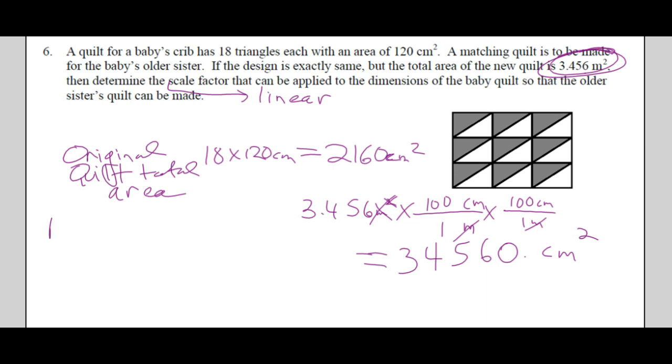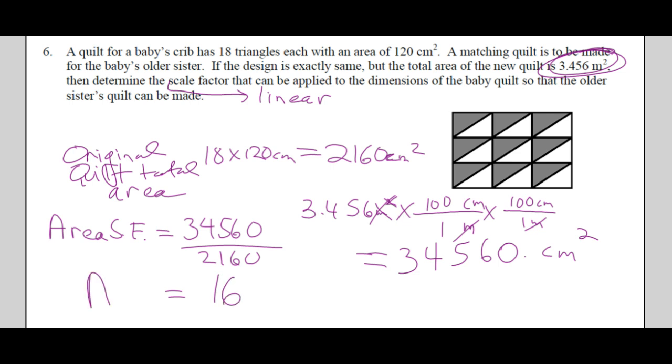Okay, so the area scale factor is 34560 divided by 2160, which is equal to what number? We're doing 34560 divided by 2160. 16. So the area scale factor is 16.